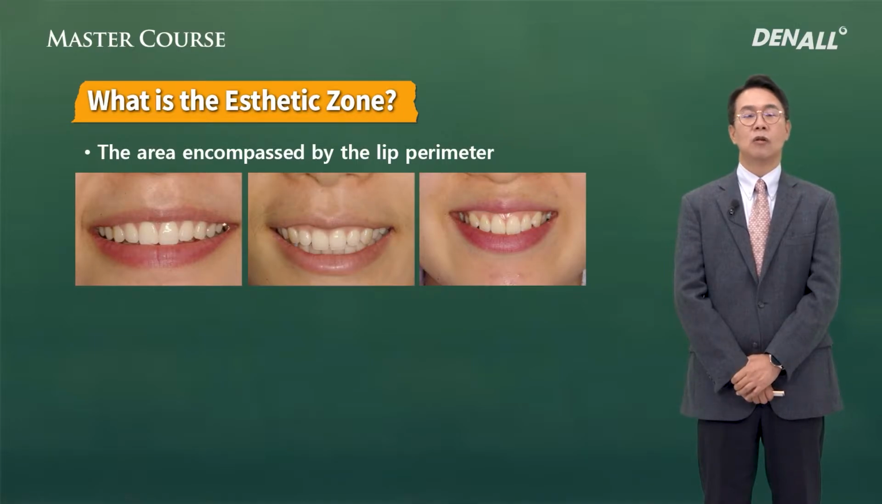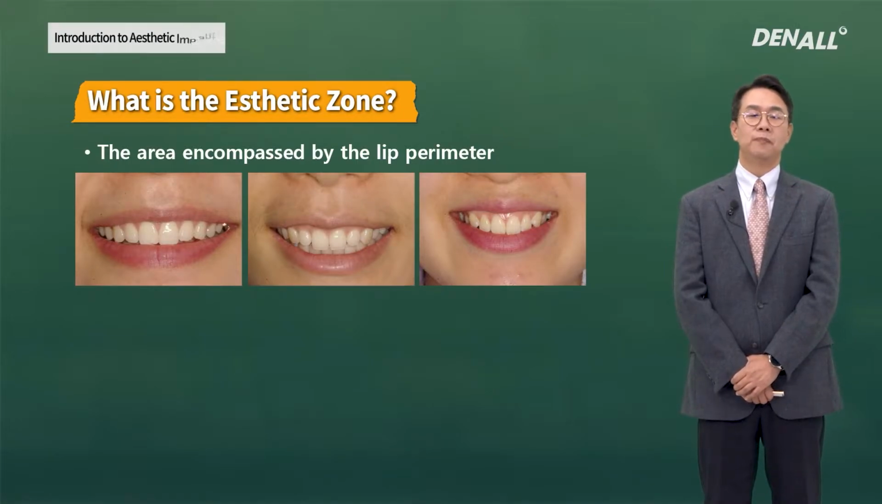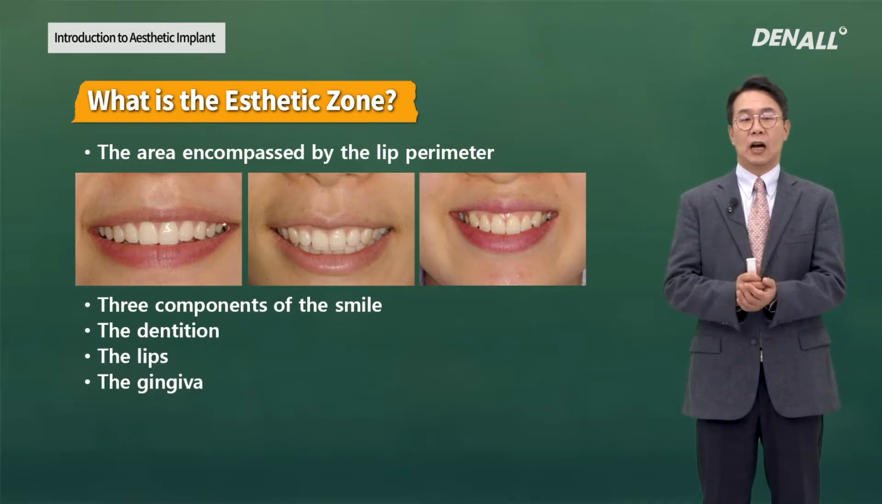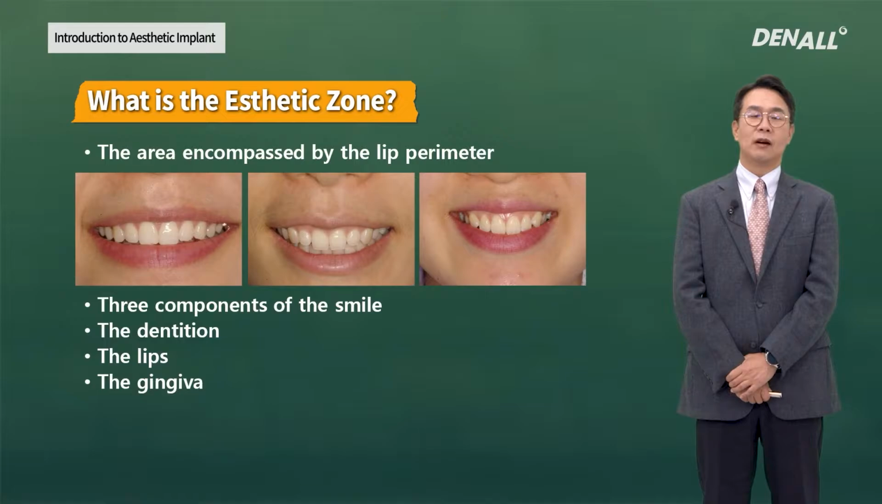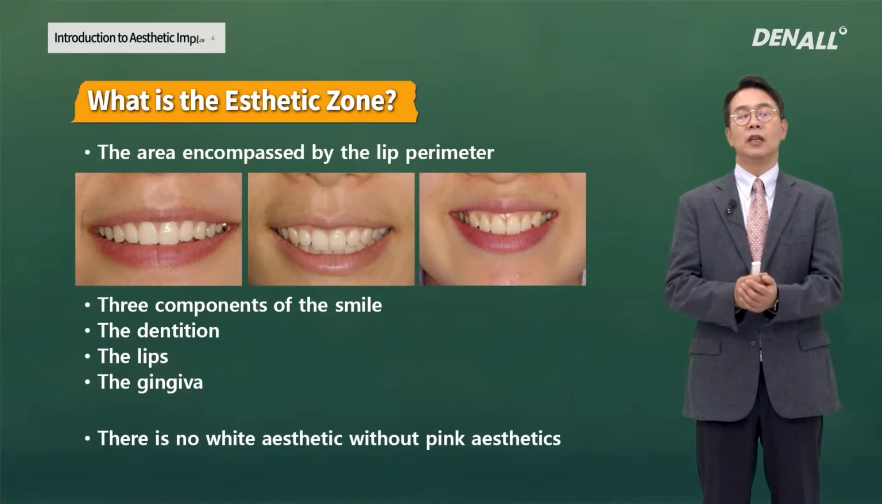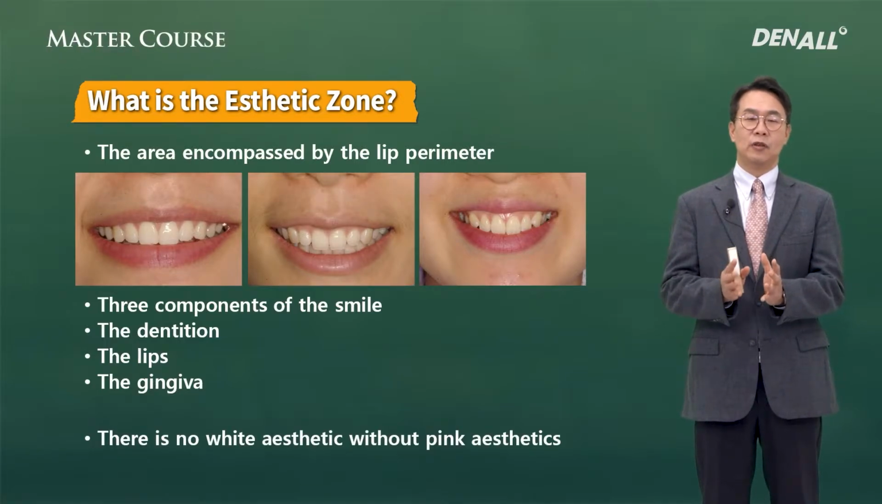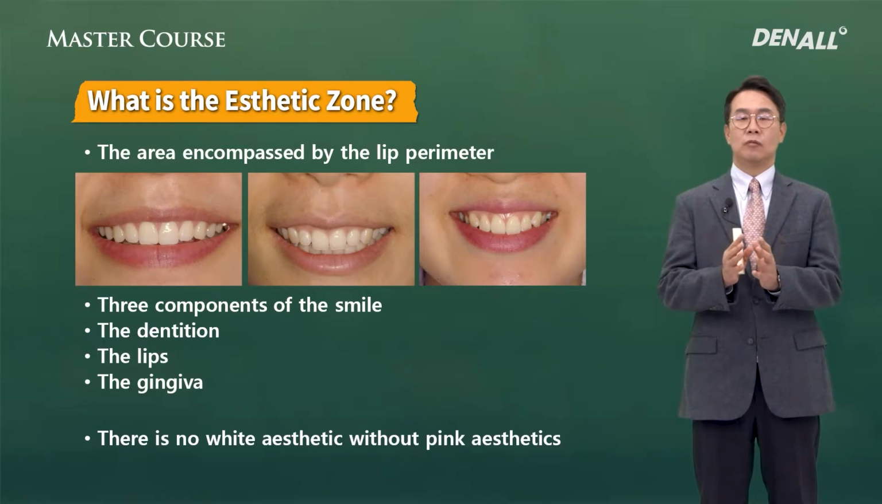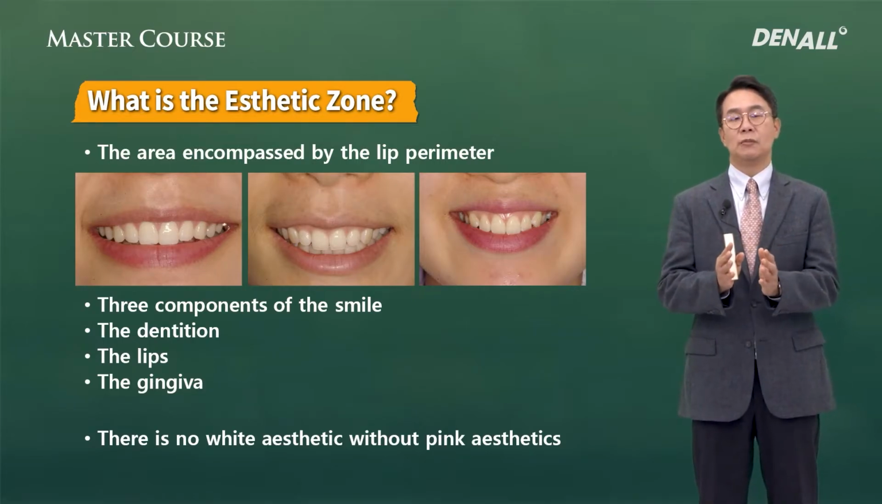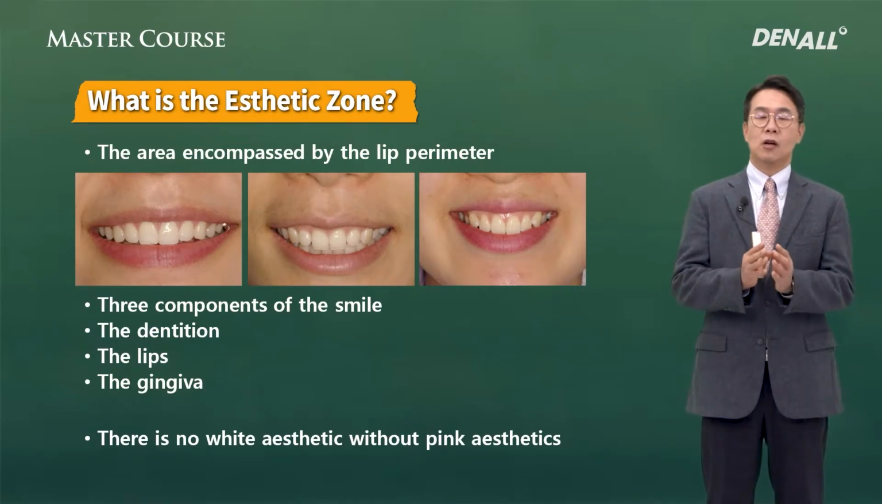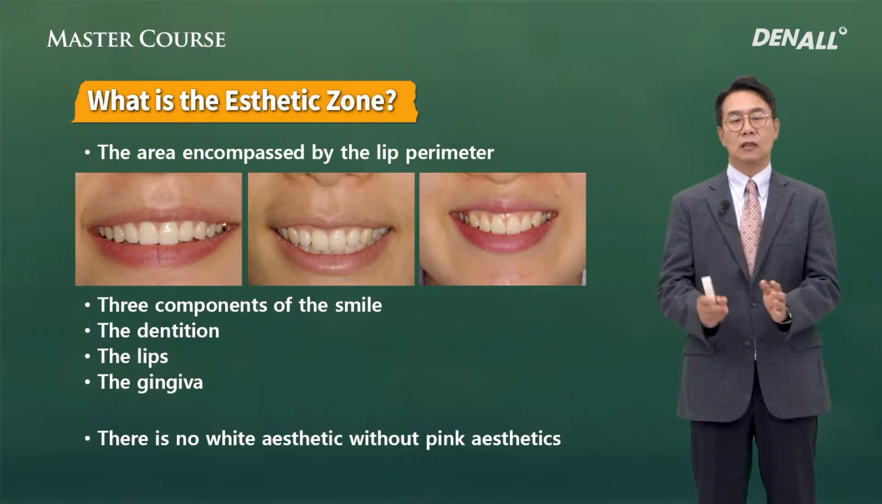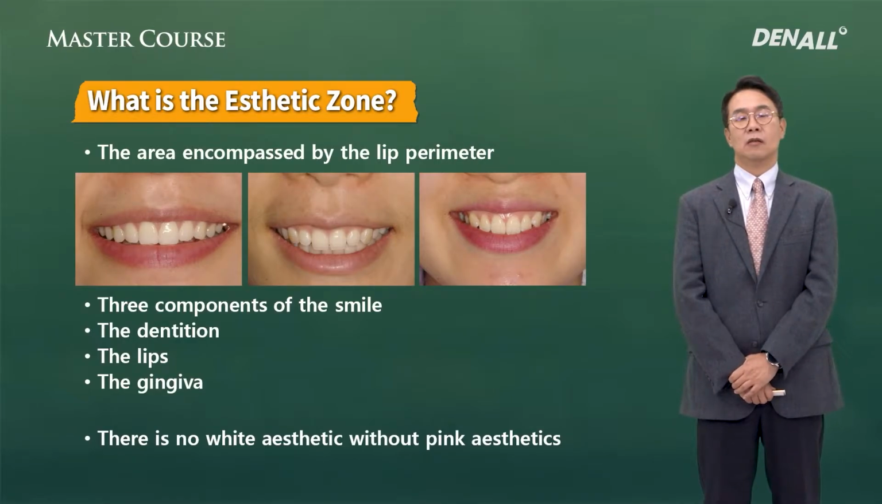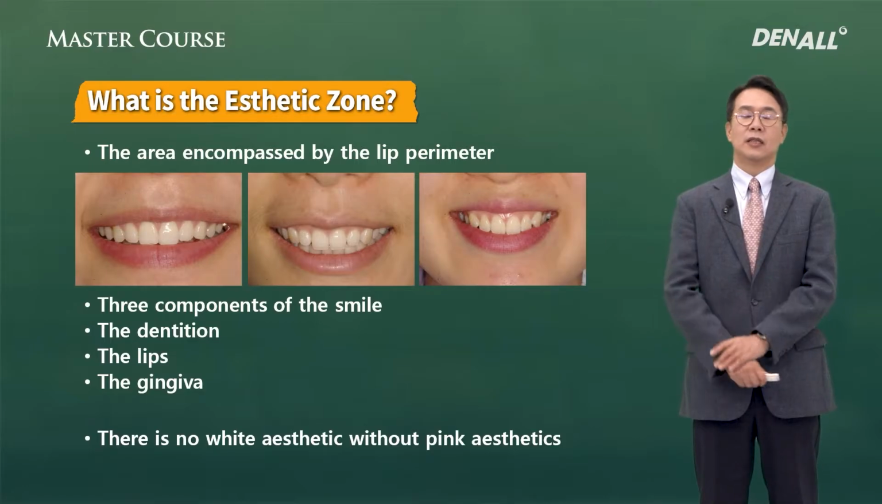Components of smile: the dentition, lips, and gingiva. There is white and pink aesthetics. Yellowish is the color of teeth, but it is represented as the word white. And gingiva is represented as pink. So we can divide the aesthetics into white and pink aesthetics.